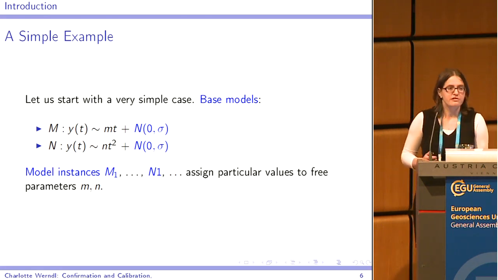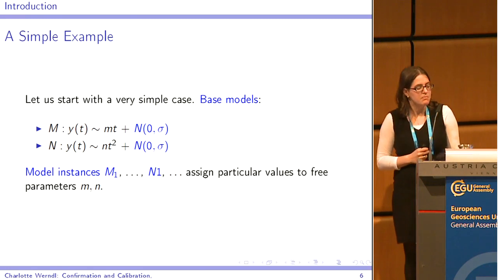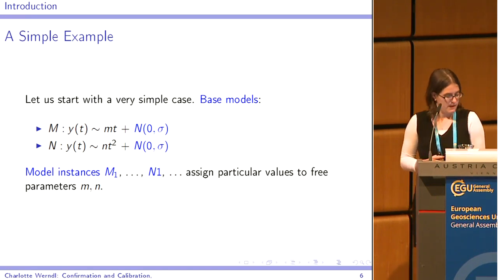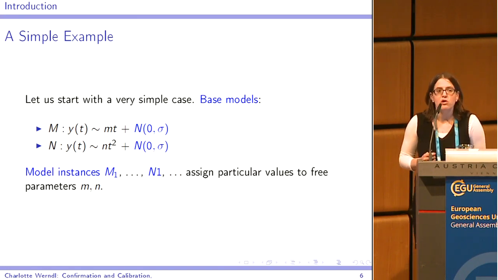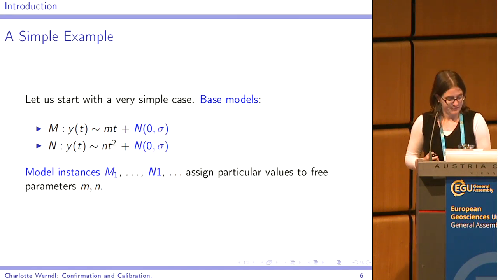So YT is distributed like MT plus, this is really just a normal distribution, an error term. The details here don't really matter. What I did is we chose in a way the simplest examples, and so we just added a normal distribution with mean zero and standard deviation sigma. And N, the second Bayes model, is simply not linear anymore, but a quadratic Bayes model. And you see here for the first Bayes model M, you have one free parameter M, and for the second Bayes model N, you have one free parameter N.